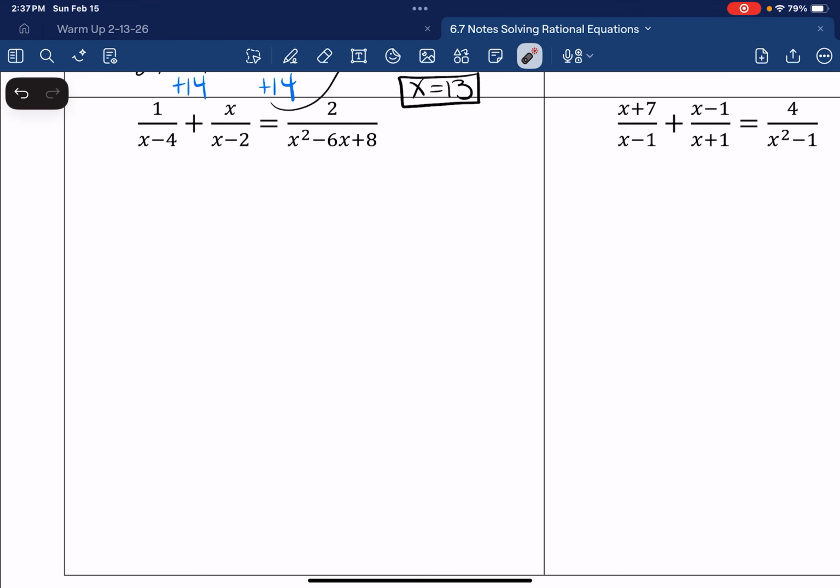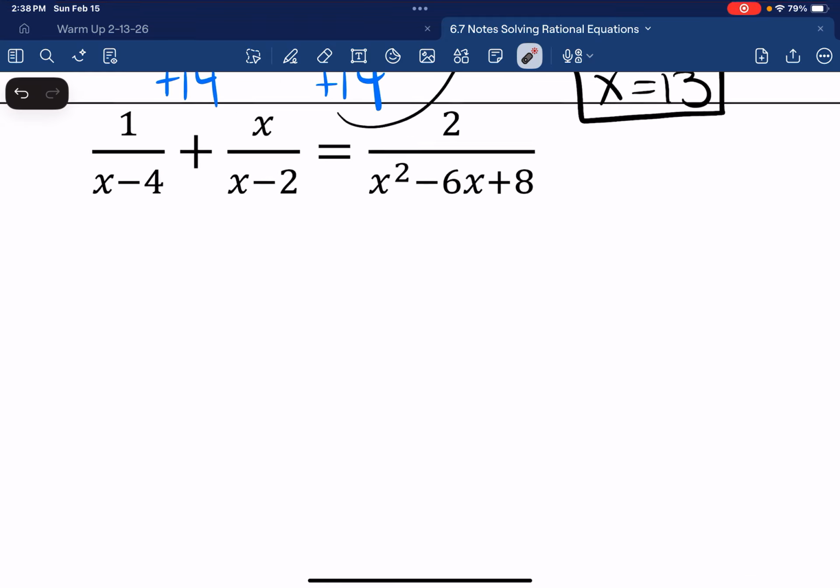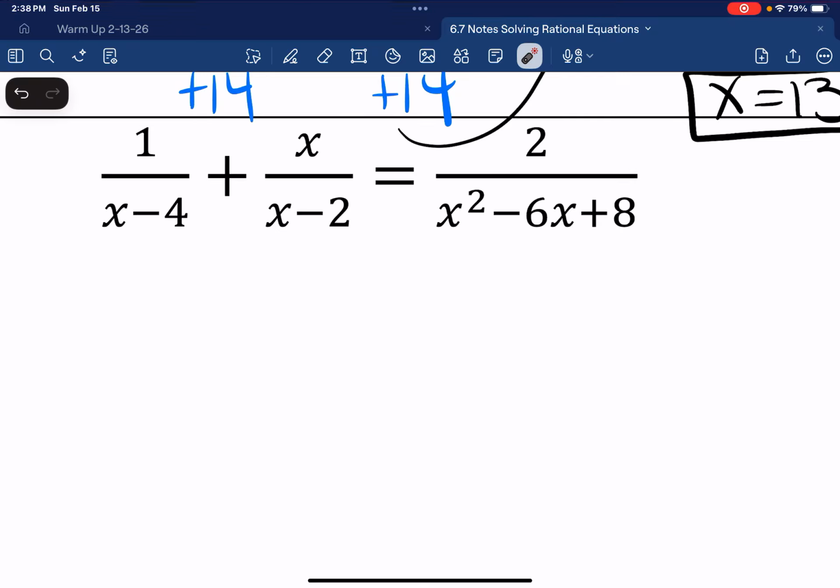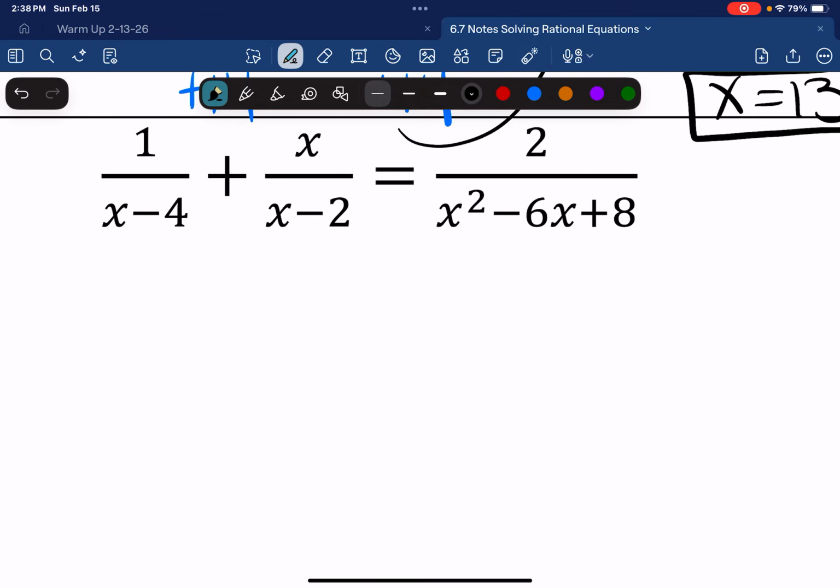which is just fine, because I don't have a proportion in this problem right now. I have two fractions on the left side of my equation. So I need to combine those two together right now. So x minus 4 and x minus 2. To get our common denominator, we'll multiply the first denominator by x minus 2, and we can multiply the second denominator by x minus 4. And now they have a common denominator.